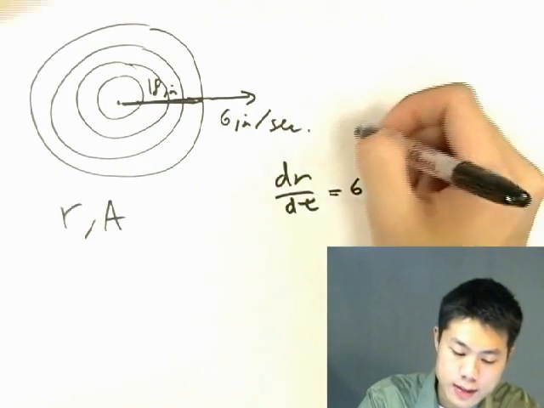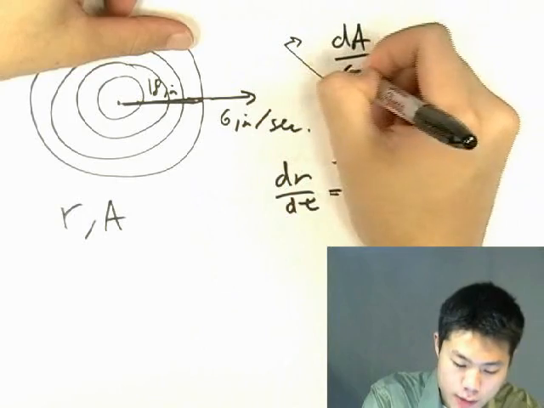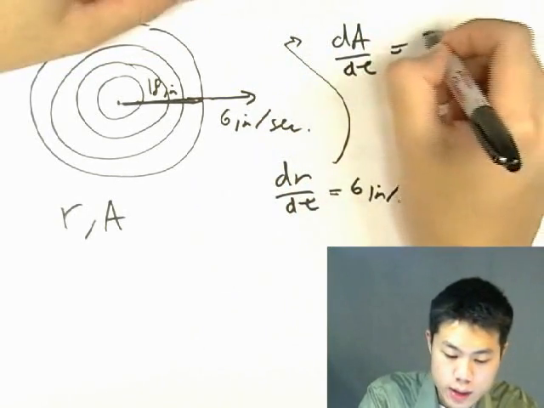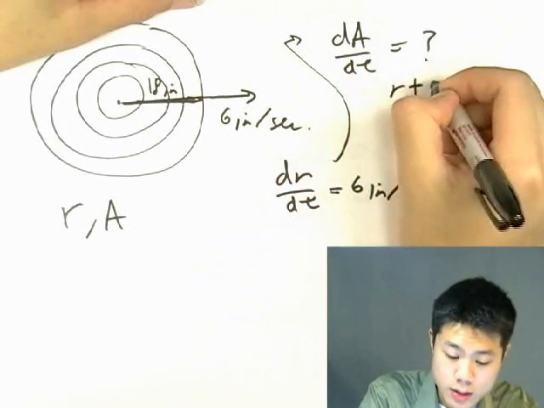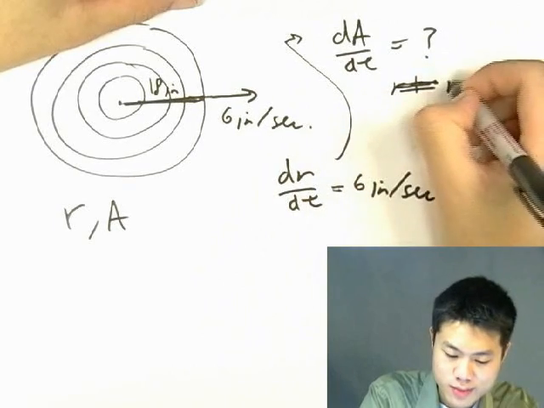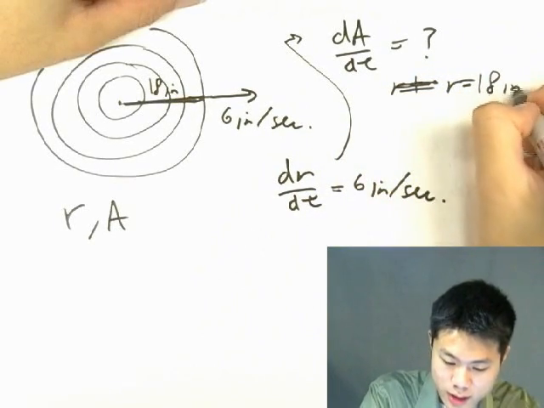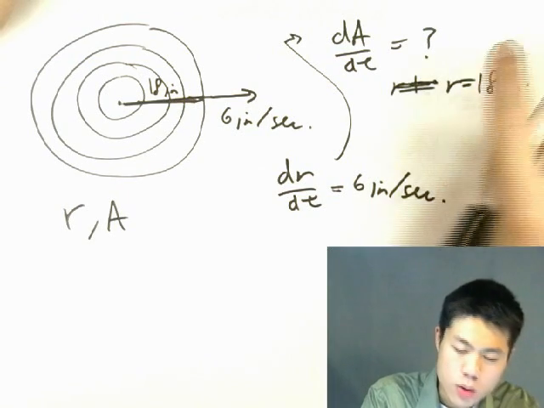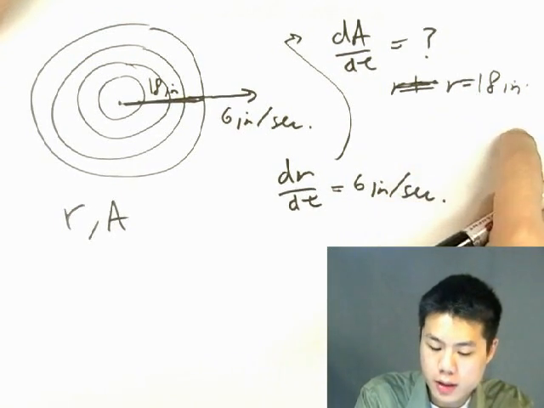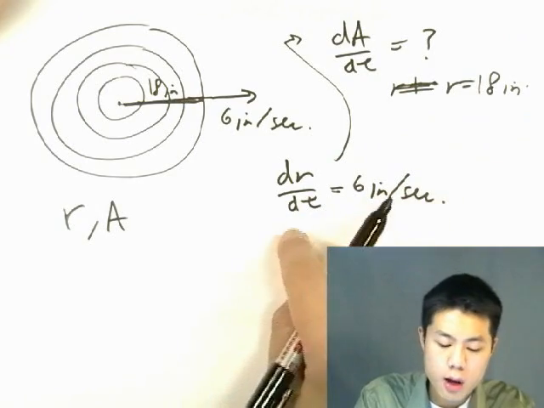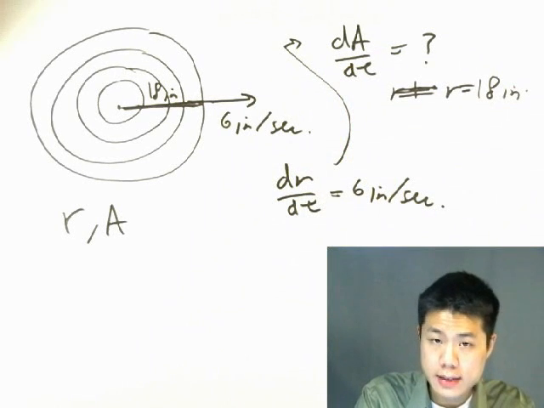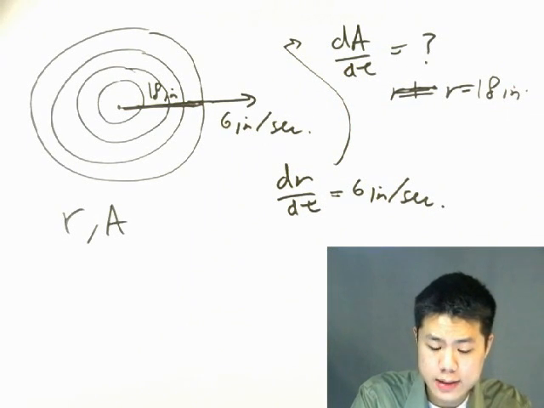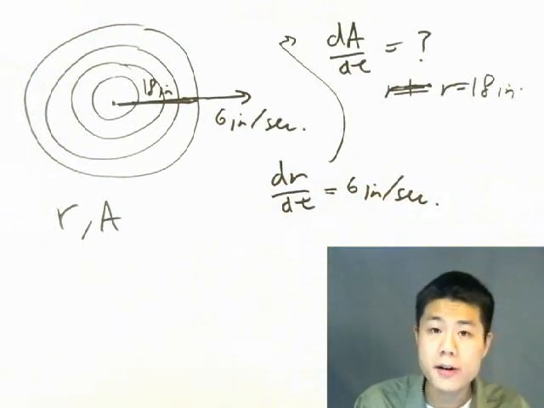And we want to find dA over dt, the rate at which the area changes. We don't know this, but we want to find this rate when the radius is 18 inches. Why did they give us this piece of information? It turns out that although the radius increases at a constant rate, the area does not. The area does not increase at a constant rate, and in fact, it depends on the size of the radius. And we'll see why.